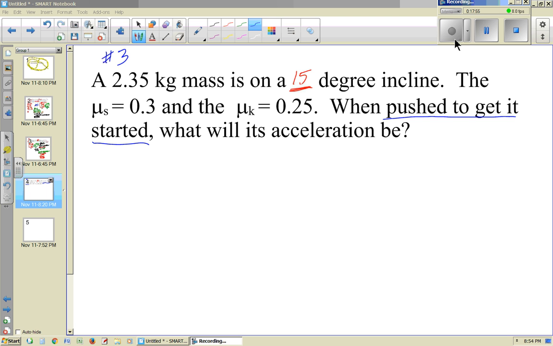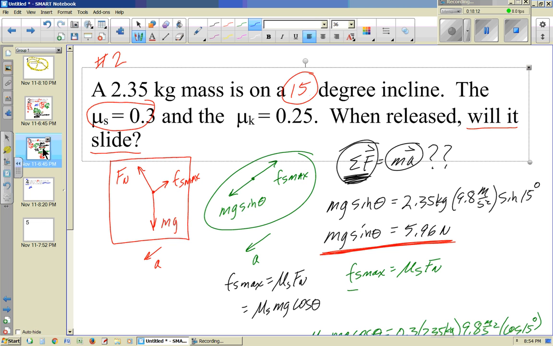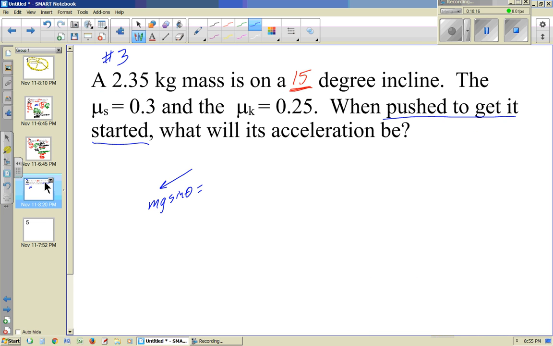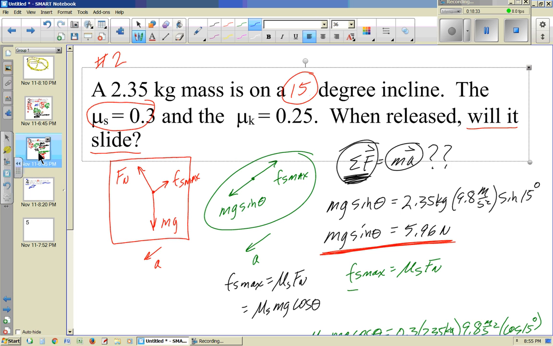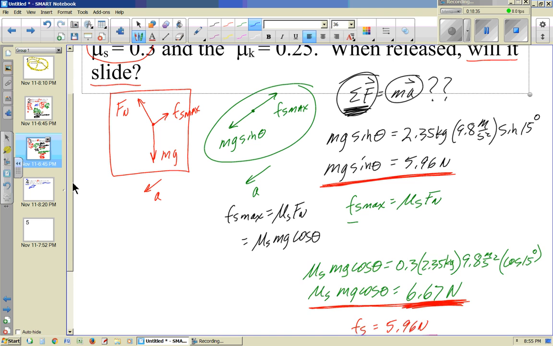Before we do the problem, let's just take a look at how we know it's going to accelerate. From the last problem, the down the hill component, the mg sine theta, was equal to, I forget, 5.96 newtons. And the uphill force, F static max, could be as large as 6.67.